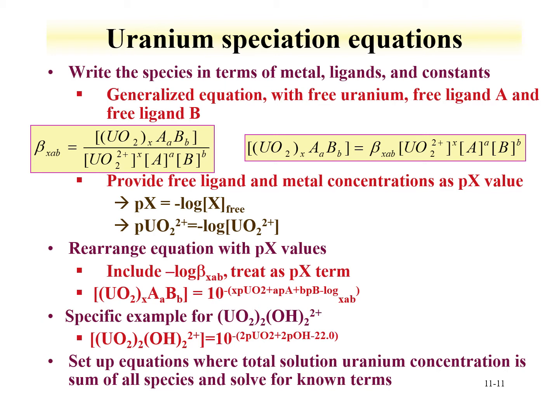As an example, for this diuranium dihydroxide species, the constant to calculate it is equal to 10 to the minus 2 times the pUO2 2+ plus twice the pOH minus 22. That comes from the log of the complexation constant being equal to 22. So I can set up all these equations and solve.